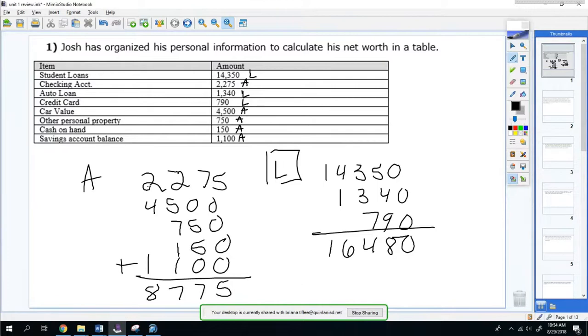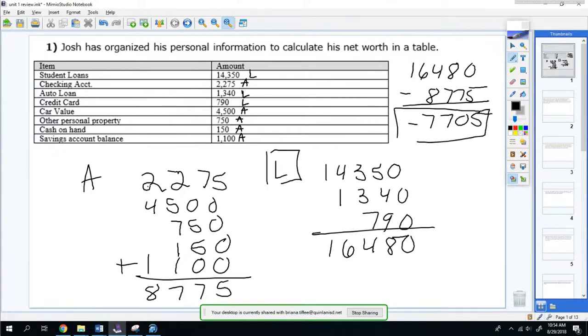So my net worth is going to be negative. So I'm going to have to subtract these numbers. When you subtract them, you get $7,705, but that'd be a negative. And if you're looking at your review, the answer choice should be B.